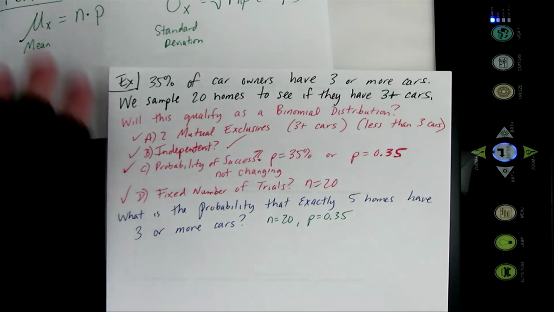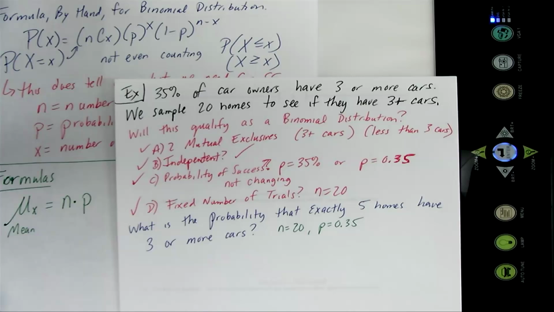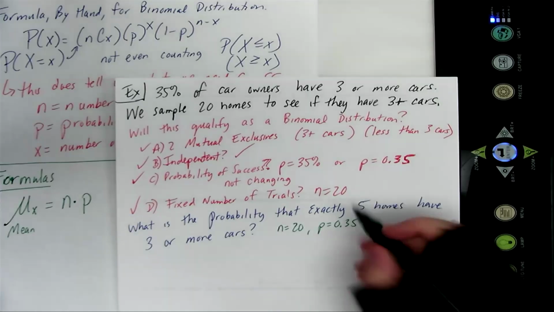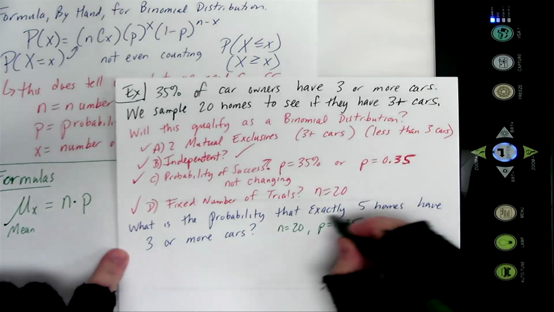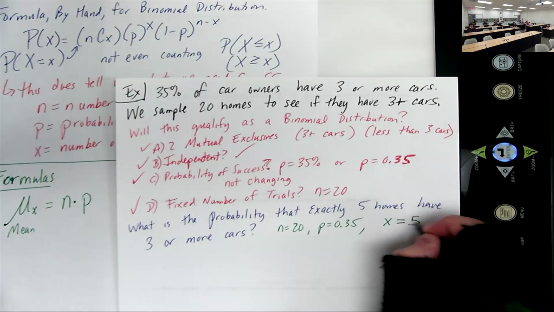Three plus? No. Good try. Oh, even Krista got it. Krista got it. It's the number of exact homes that we're looking for. Since it's exactly, it's going to be equal, x equals 5.